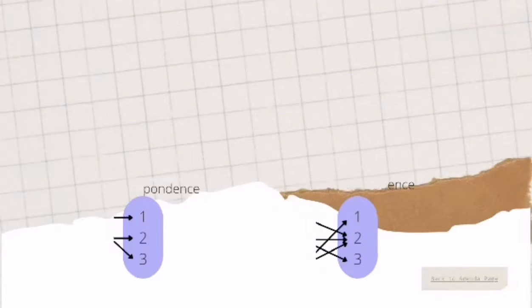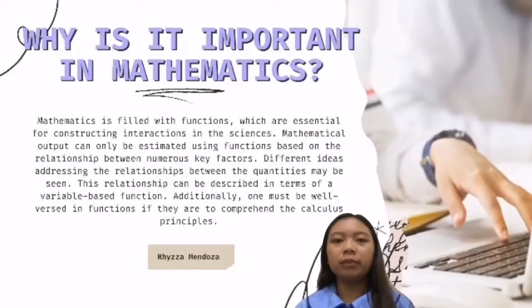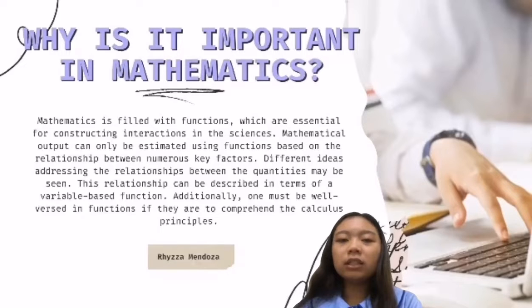Why is function important in mathematics? Mathematics is filled with functions, which are essential for constructing interactions in the sciences. Mathematical output can only be estimated using functions based on the relationship between numerous key factors. Different ideas addressing the relationship between quantities may be seen. This relationship can be described in terms of a variable-based function. Additionally, one must be well-versed in functions to comprehend calculus principles.